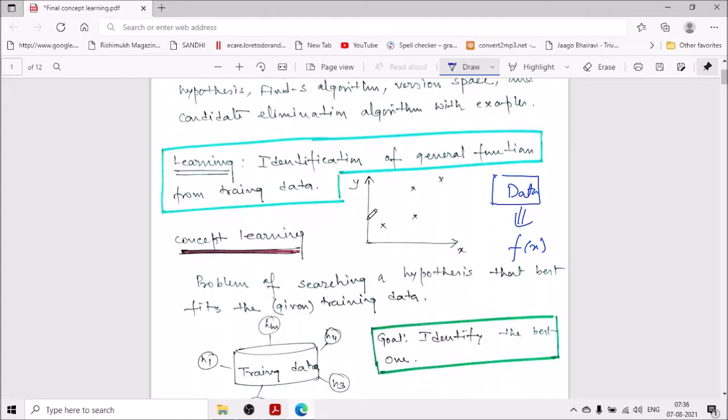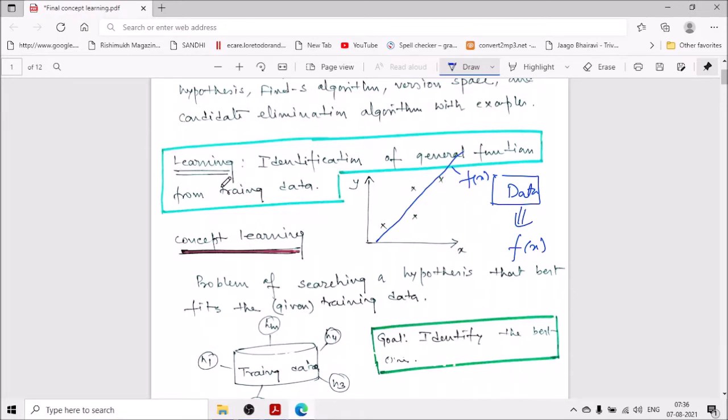Now we can see we have a data set, say four data points. From those four data points, we can identify a function. We may identify a general function, say this is our f(x). So we can identify this general function f(x) with the help of learning.